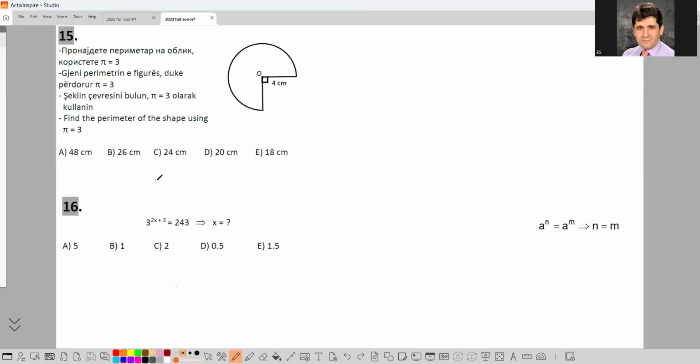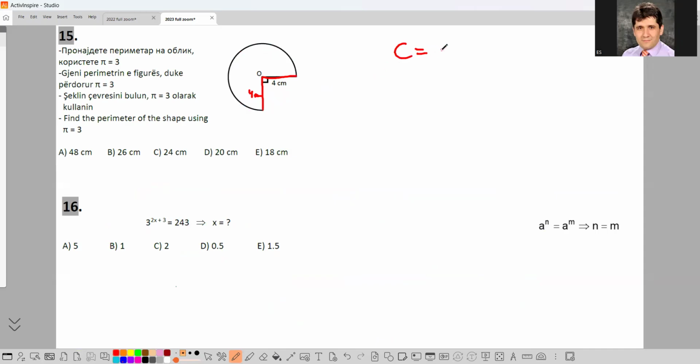Find the perimeter of the shape. Now, finding the perimeter of the shape, well, obviously this side is 4 and this side is 4, just like being the radius. So the whole perimeter will actually be totally dependent on the perimeter of the circle, or as we call it, circumference. What is the formula for the circumference?